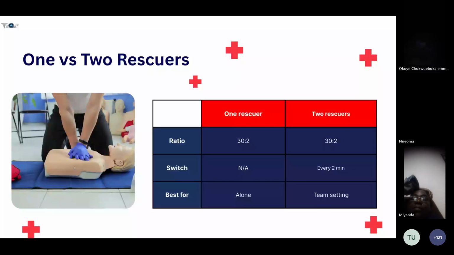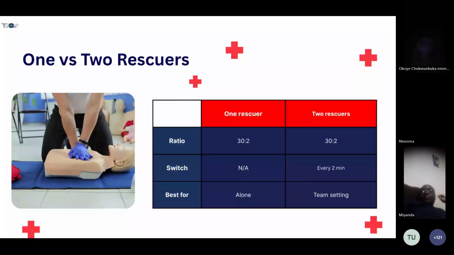Now, let's say you are in an emergency situation and there's one rescuer, and in another situation there are 2 rescuers. For one rescuer, you give 30 compressions to 2 breaths. Also, with 2 rescuers, 30 compressions to 2 breaths. But with one rescuer, there's no need to switch. With 2 rescuers, you switch every 2 minutes. One rescuer is best for when you're alone. For 2 rescuers, let's say there's a team, you make sure that there are 2 rescuers.